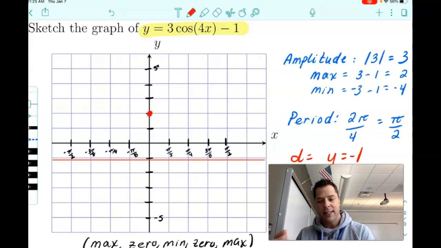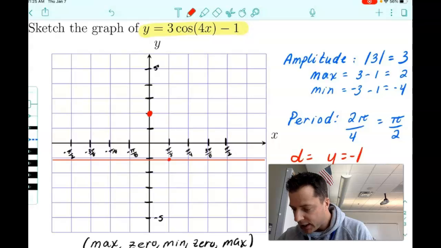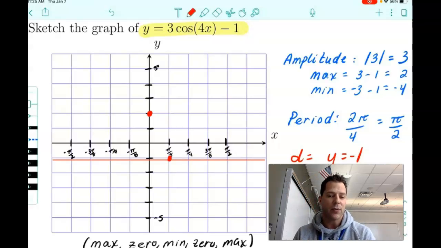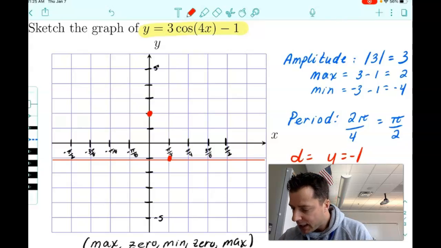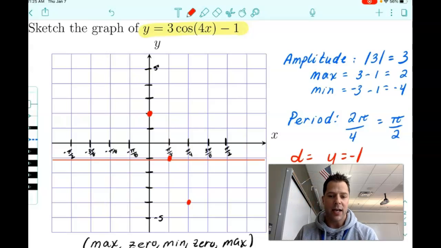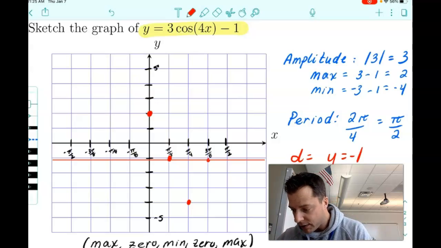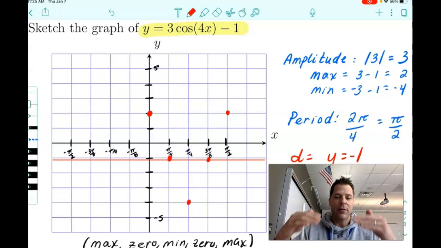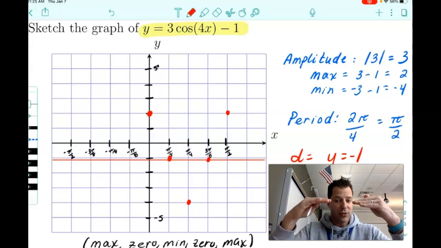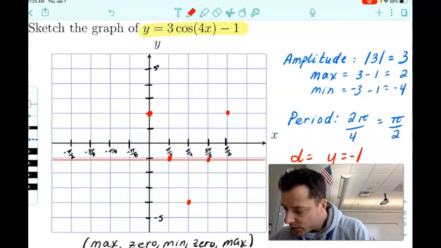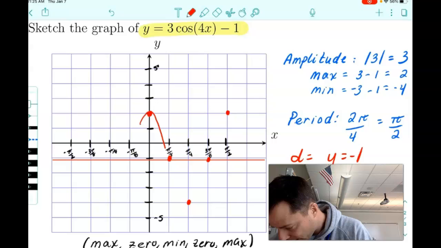So max, 0. Remember, my new red line, my new D value, that's where the 0 is going to be. Okay? So for my minimum, I go down and count 1, 2, 3 down from that midline. That's the amplitude, that distance, 3. Back up to our 0, and back up to our max. Remember, the zeros are not technically zeros. They've all been shifted from the real 0 down 1 unit. So I have this nice graph. Here is 1 period of my cosine function.